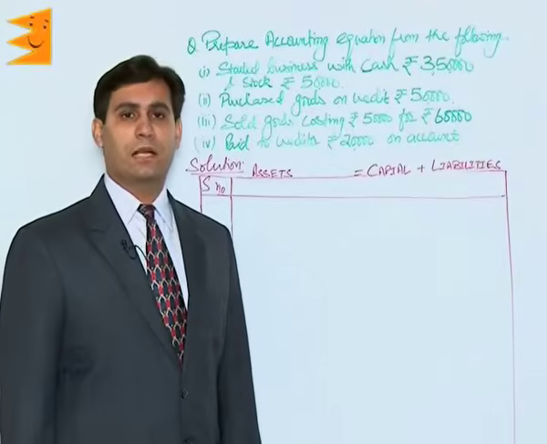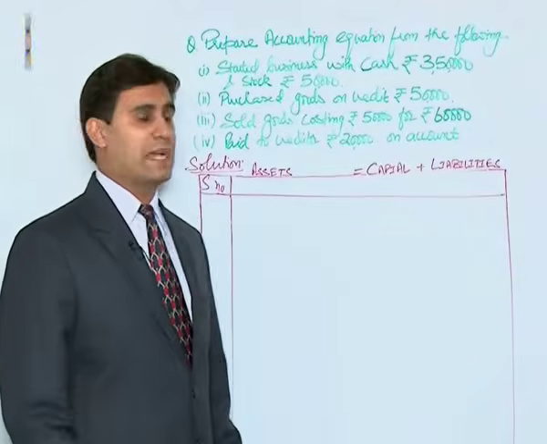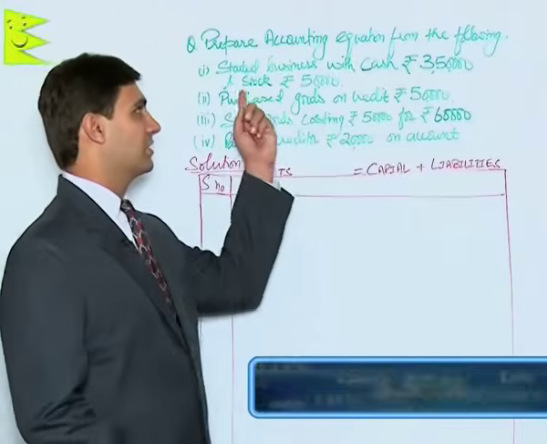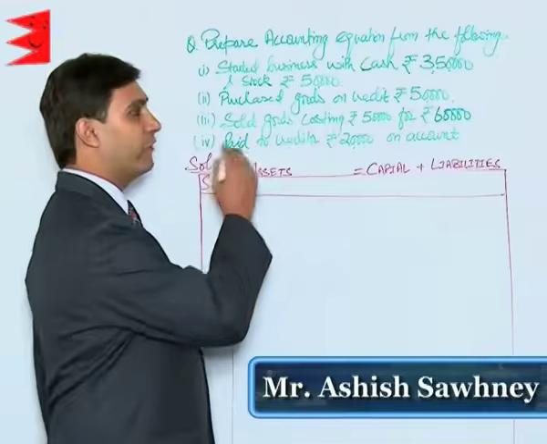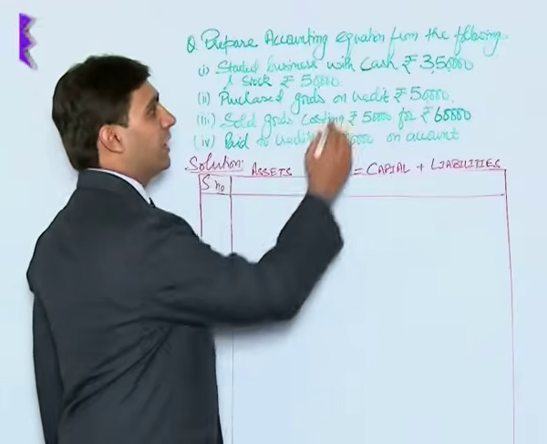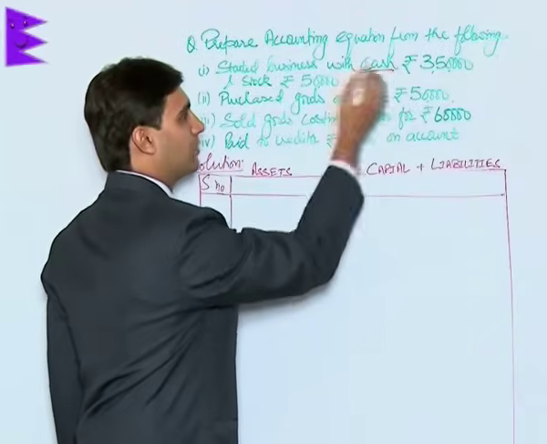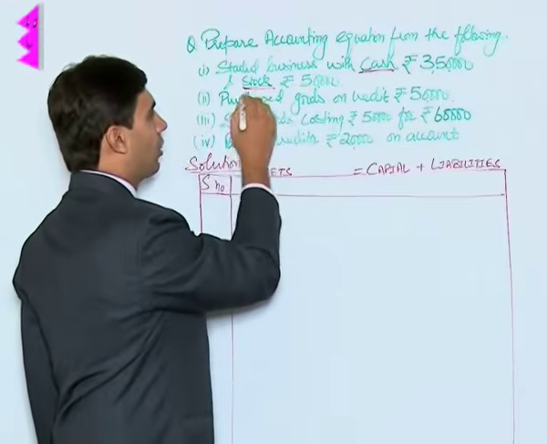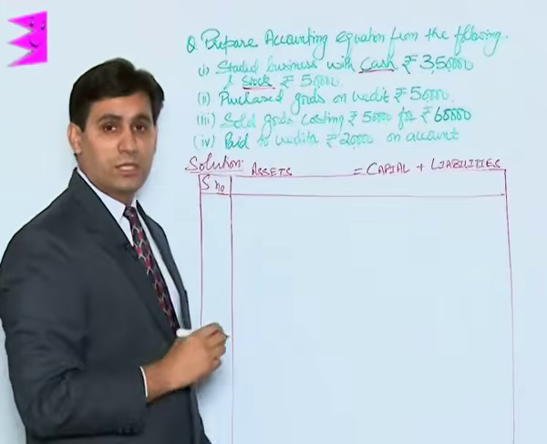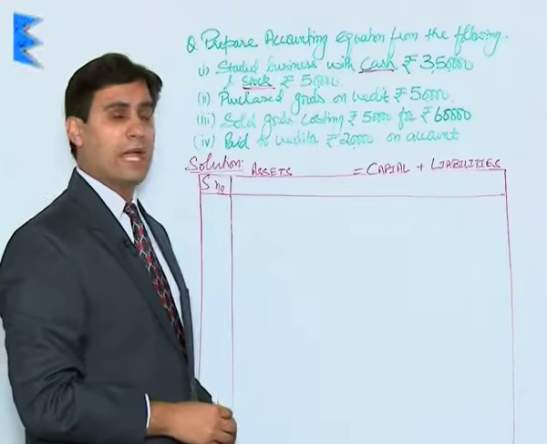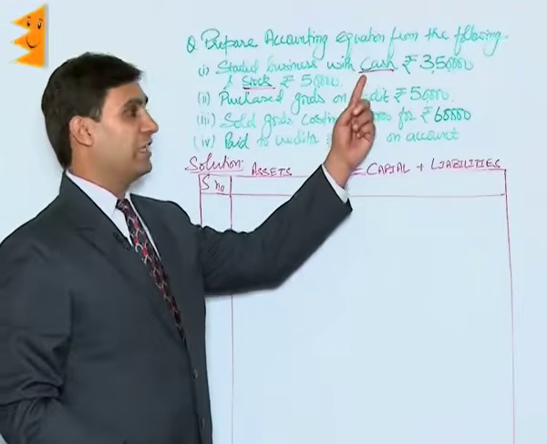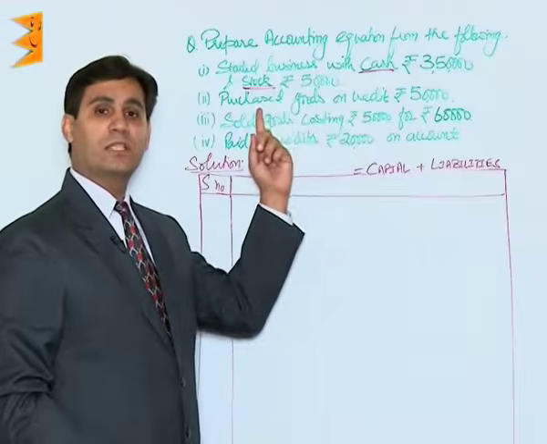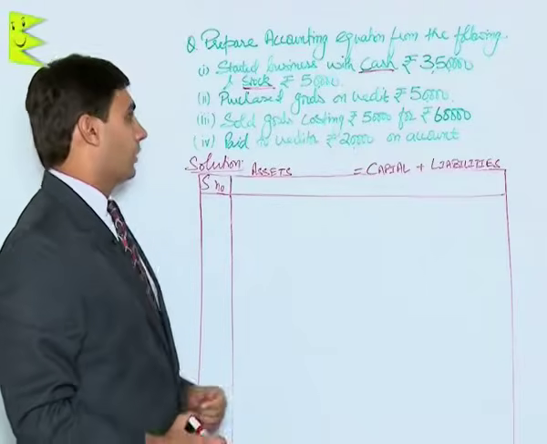Let us prepare accounting equation for the following transactions. The first transaction is started business with cash 3,50,000 and stock 50,000. Now students, here the owner has brought in cash worth rupees 3,50,000 and stock worth rupees 50,000. That means he is bringing a total capital of rupees 4 lakh into the business, 3,50,000 in the form of cash and 50,000 in the form of stock.